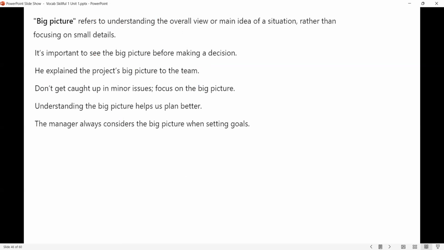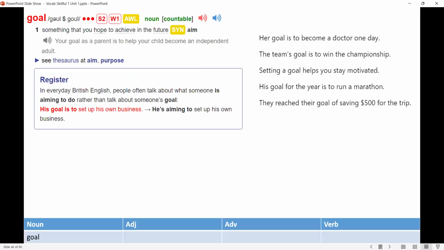Big picture. Big picture refers to understanding the overall view or main idea of a situation rather than focusing on small details. So when you focus on the big picture, you see the whole situation, not just details. Example: It is important to see the big picture before making a decision. He explained the project's big picture to the team. Don't get caught up in minor issues, focus on the big picture.